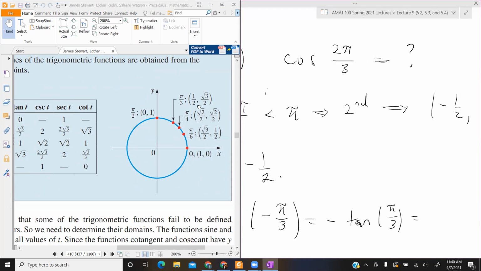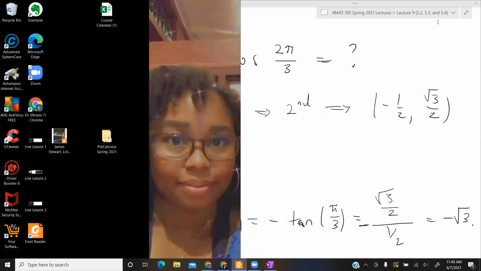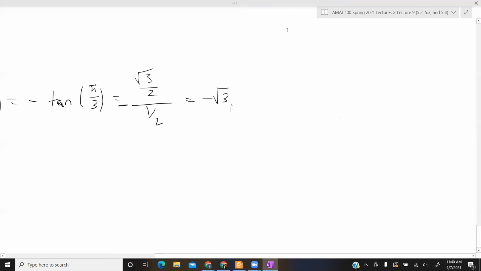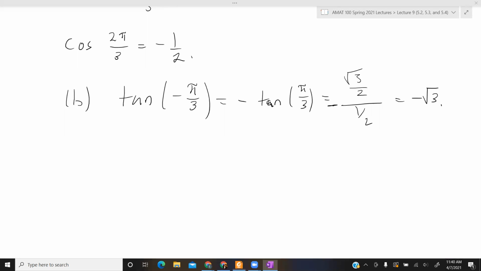So tan of π/3, so π/3 is going to be this point, and all you have to do is remember that the tangent is the y-coordinate divided by the x-coordinate. And actually, we did this problem already. This ends up being square root of 3. Oh, sorry, there's a negative sign here. So negative square root of 3. So that's part B. As I said, I'll leave part C to you.